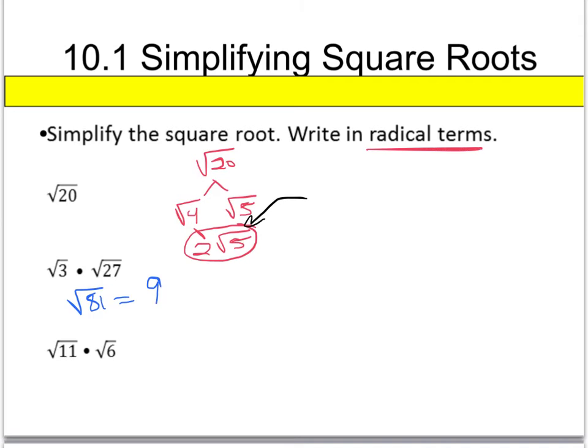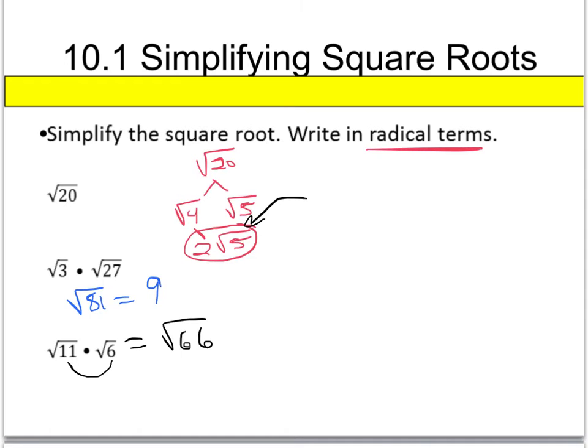Last one in this set, we have our square root of 11 times the square root of 6. Again, we're simplifying our square root, so the very first thing we should do is multiply them together. So we have the square root of 66 because we took 11 times 6. Still both of them underneath the square root because neither one of those are perfect squares. But now we have the square root of 66.